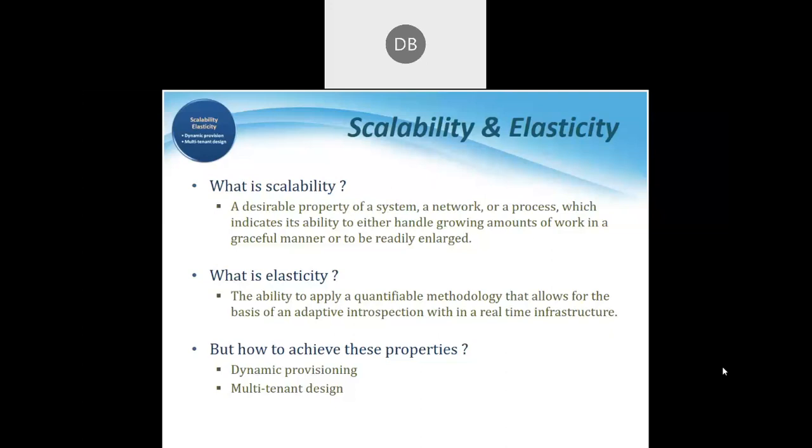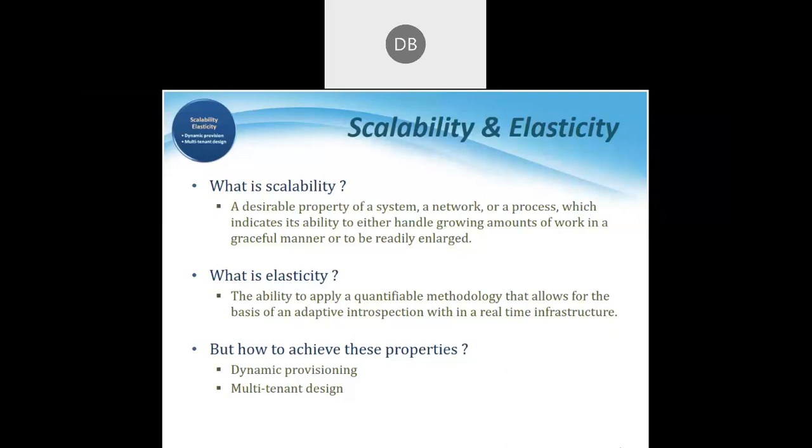Scalability is a desirable property of a system, a network, or a process, which indicates its ability to either handle growing amounts of work in a graceful manner or to be readily enlarged. So, suppose in cloud computing, currently HRDC wants to offer services to 100 institutions for online training. But if this training becomes popular and next year, suppose 100 more institutions across India request HRDC Nagpur to conduct the training, then 100 plus 100, next year 23-24, there will be 200 institutions.